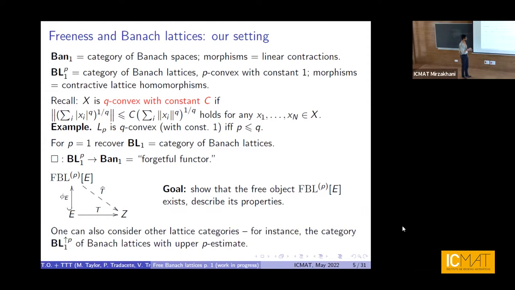In this talk, I'll be focusing on the category of p-convex lattices. One can consider other categories as well. For instance, one can consider the category of Banach lattices with an upper p-estimate. I'm not going to talk about this setting in this particular talk, but there are people building this theory, so hopefully more talks and papers on this topic will be forthcoming.